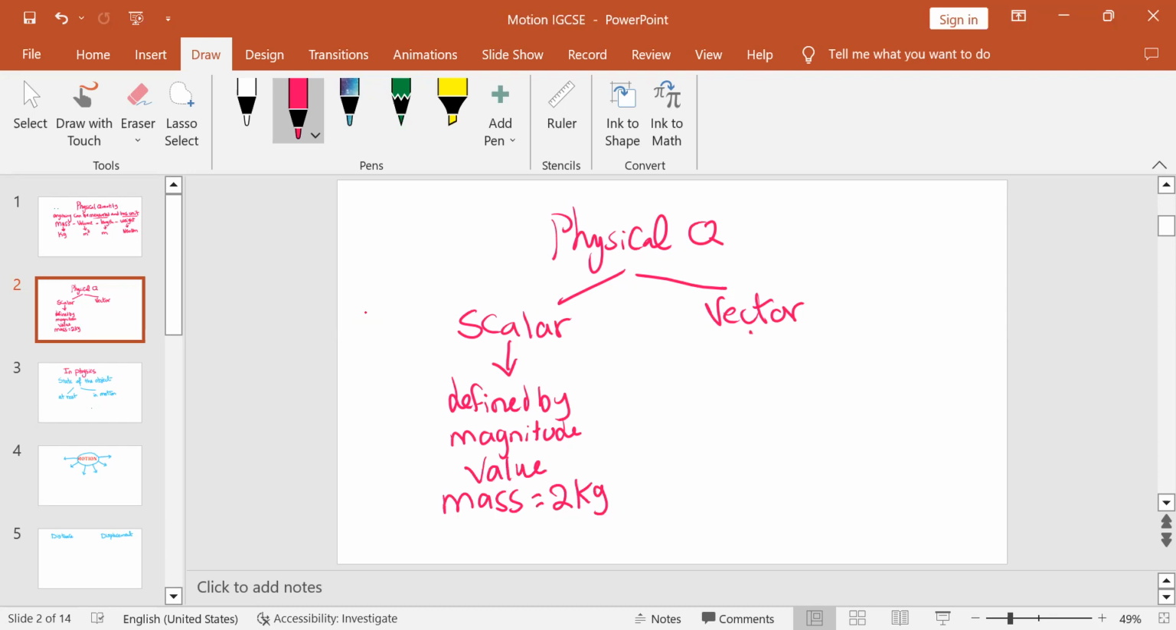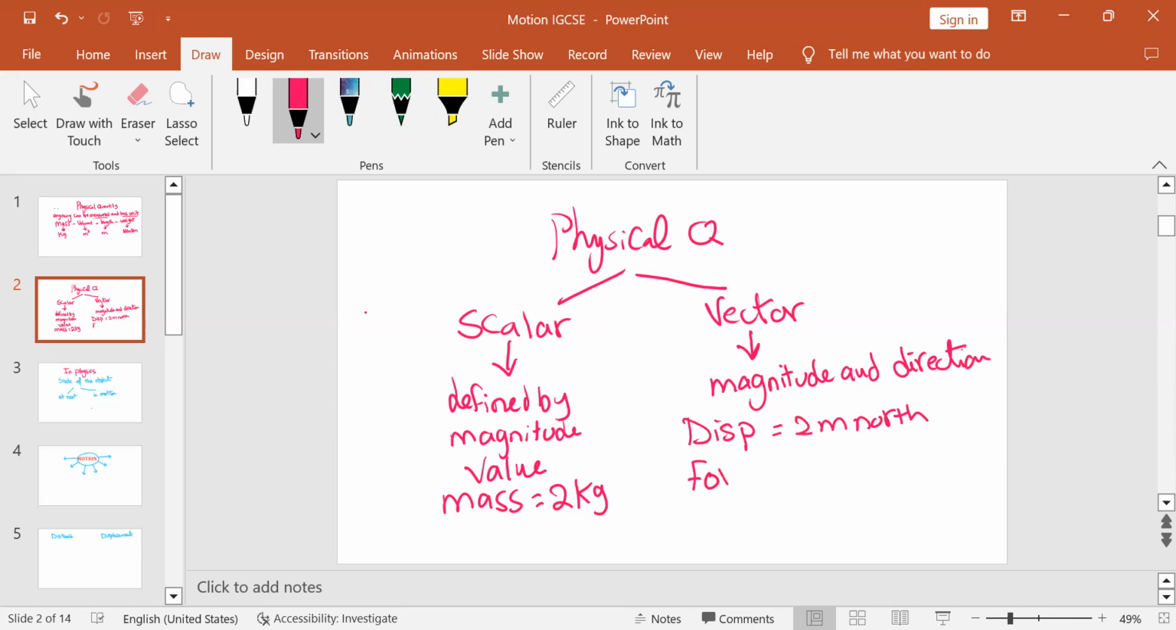But vector quantities are defined by magnitude and direction. Magnitude and direction. Like displacement. We say that displacement is a vector quantity defined by magnitude and direction. So if we said displacement is 2 meters, we have to add the direction: 2 meters north or 2 meters south. Clear, Yana? Yes, okay.